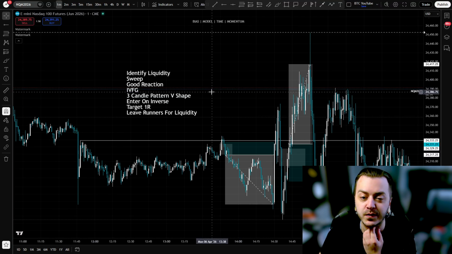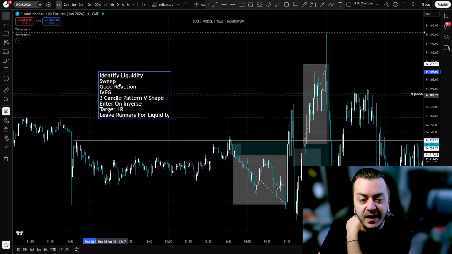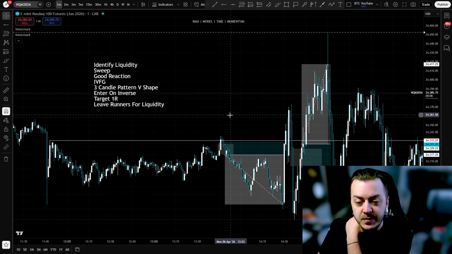What am I looking for? I'm looking for a sweep. I'm looking for something that I can target. I'm looking for a good reaction. I take an inverted fair value gap. 3 candle pattern V shape is usually what I look for.